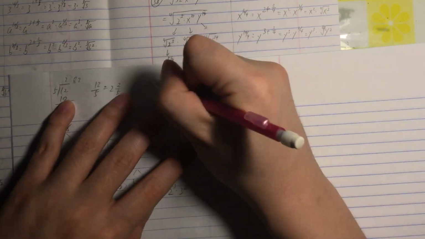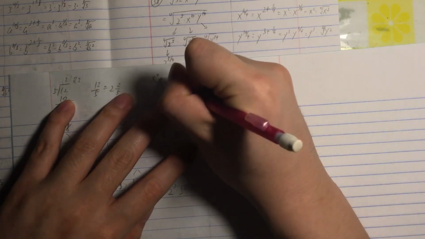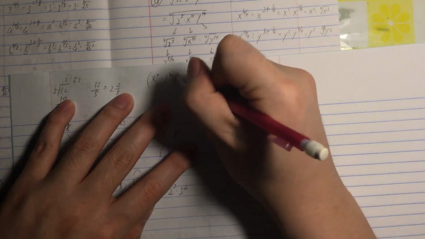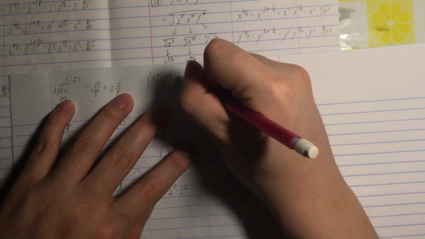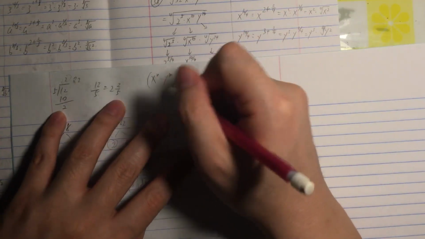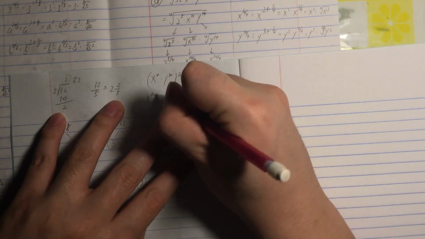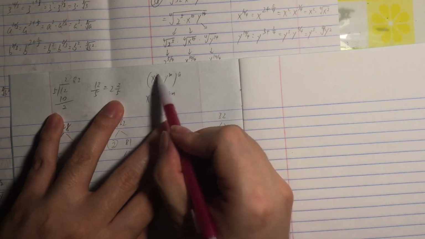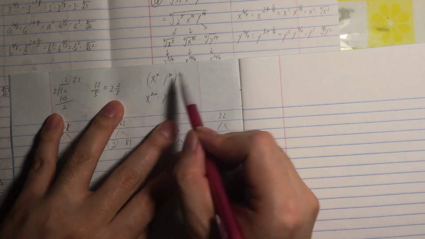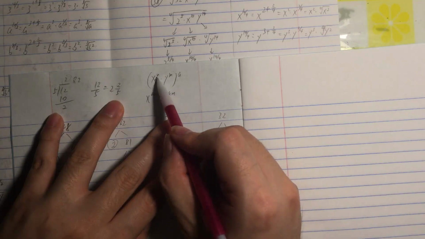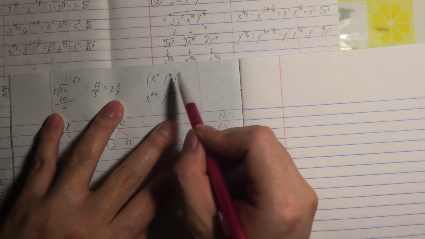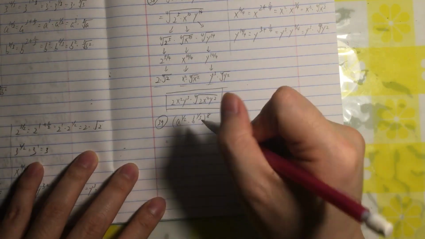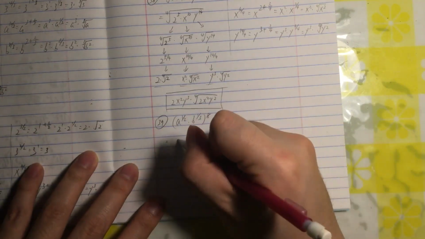The rule is x to the power of n times y to the power of m, raised to the power of a. I can distribute a to both of them. I get x to the power of a n times y to the power of a m. Distribute the outer exponent to both of the inner exponents. So here, distribute a to both of them.